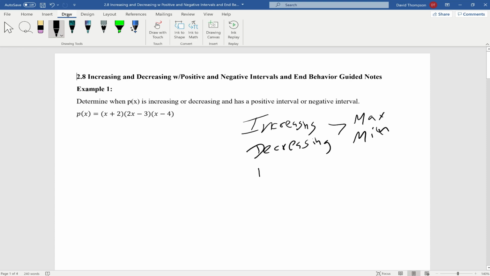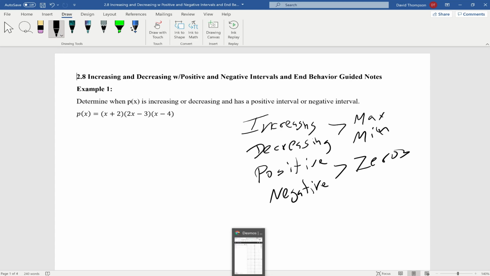When we're talking about positive and negative intervals, we're dealing with our zeros. So let's graph this and try to make sense of this. So we're going to use Desmos.